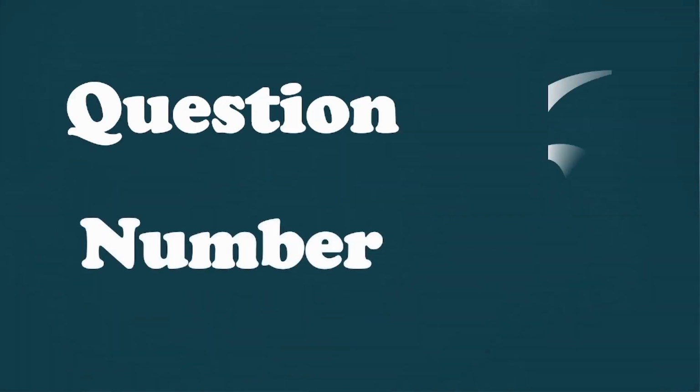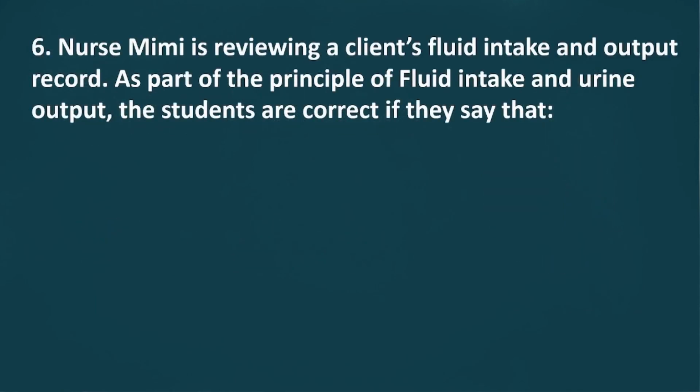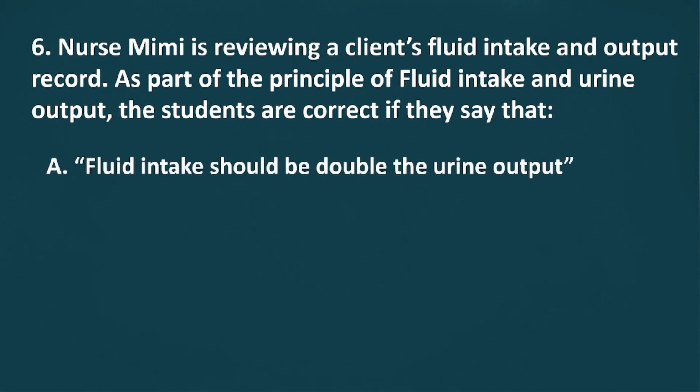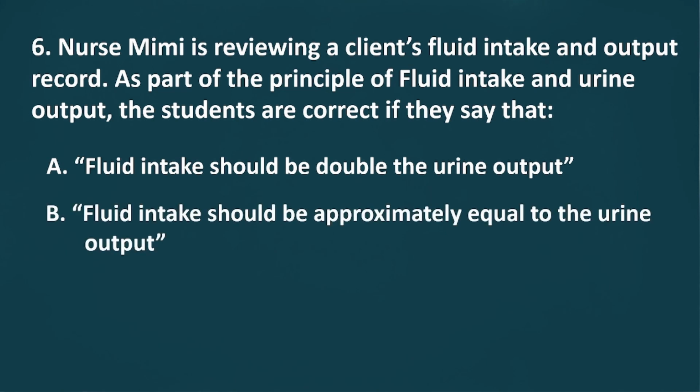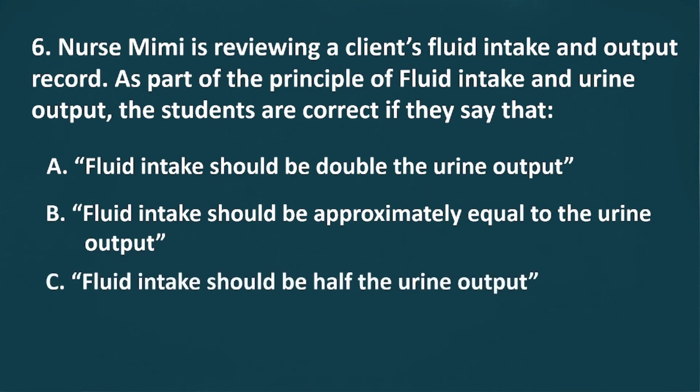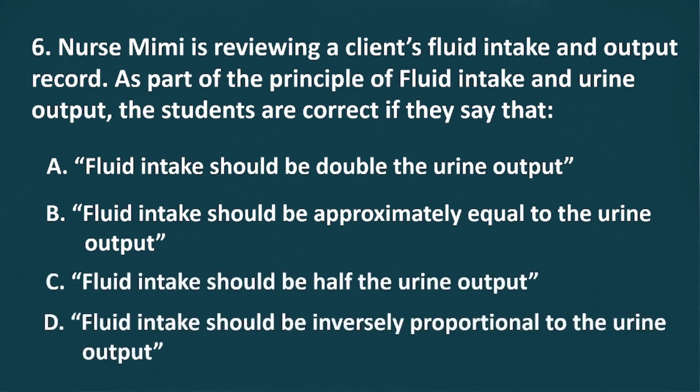Question number 6. Nurse Mimi is reviewing a client's fluid intake and output record. As part of the principle of fluid intake and urine output, the students are correct if they say that A. Fluid intake should be double the urine output. B. Fluid intake should be approximately equal to the urine output. C. Fluid intake should be half the urine output. D. Fluid intake should be inversely proportional to the urine output.